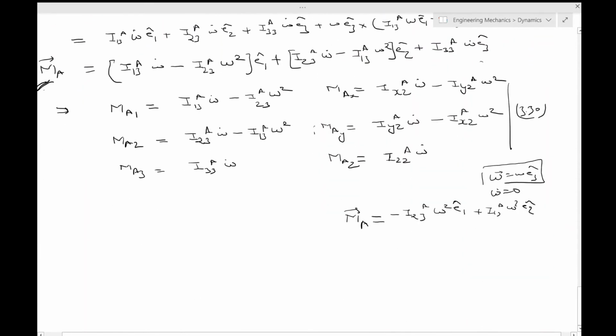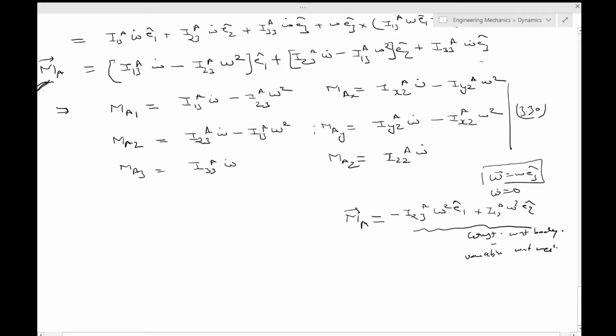So omega dot as a vector itself is also 0. But since it's fixed to the body, this expression will be equal to a constant with respect to the body, but it will be variable with respect to the inertial frame because E1, E2 are actually rotating with the body. Okay, E1, E2 are not constant with respect to the inertial frame.